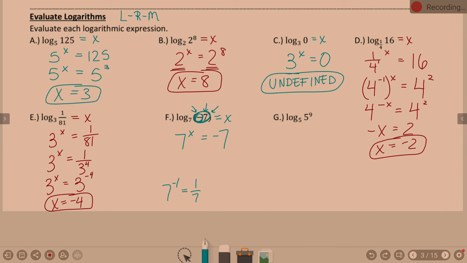Now, your calculator is not base 7, but if you plug in log of negative 7 on your calculator, it doesn't matter what base, your calculator is going to give you an error message, right? Is that what it's saying, domain error? Okay, so this is another one that is undefined.